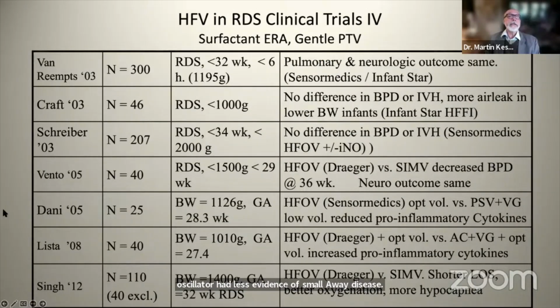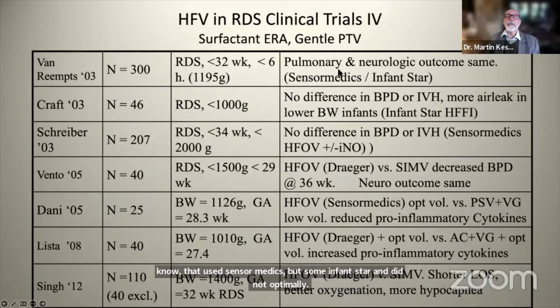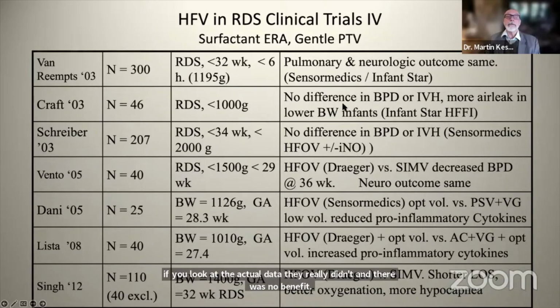Then there was a slew of studies, still more than 20 years ago or so, and a few more recent ones, one from India. I'm not going to go through all of them. Mostly they're quite small. This was a small study that used SensorMedics, but some Infant Star, and did not use the optimal lung volume strategy optimally. They said they did, but if you look at the actual data, they really didn't, and there was no benefit. This was another flow interrupter study that had a strong trend toward more air leak. We don't use the Infant Star anymore.